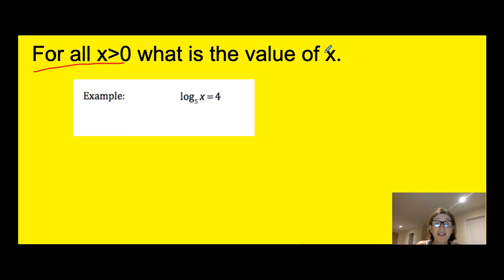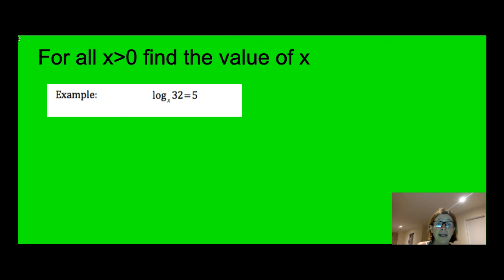So let's think about the definition. 5 to the 4 would give me x. So 5 to the 4 is equal to x. So 5 to the 4, you grab your calculator, is 625. All right, I can move the x around. For all x greater than 0, find the value of x. X to the 5 power equals 32. So it's saying what number raised to the 5 is 32. So 2 to the 5 power is 32.